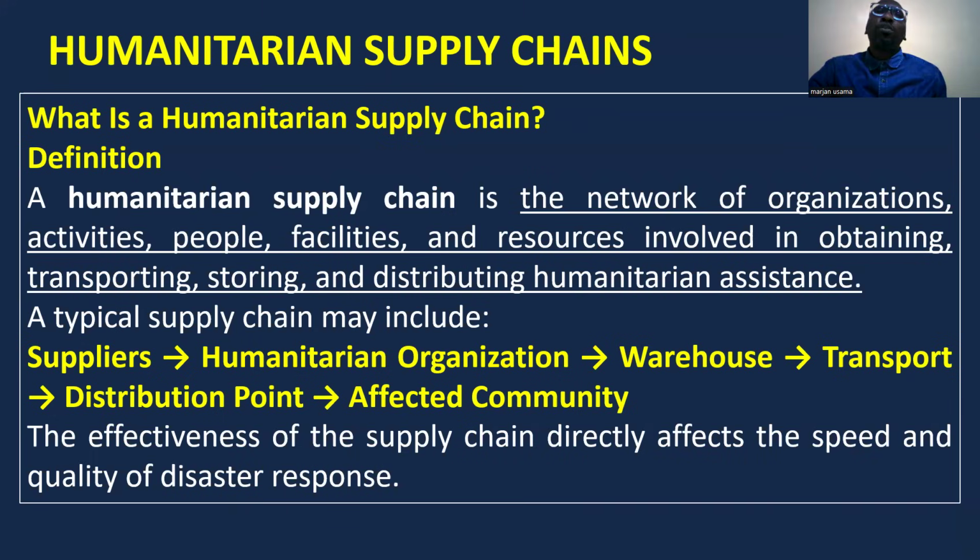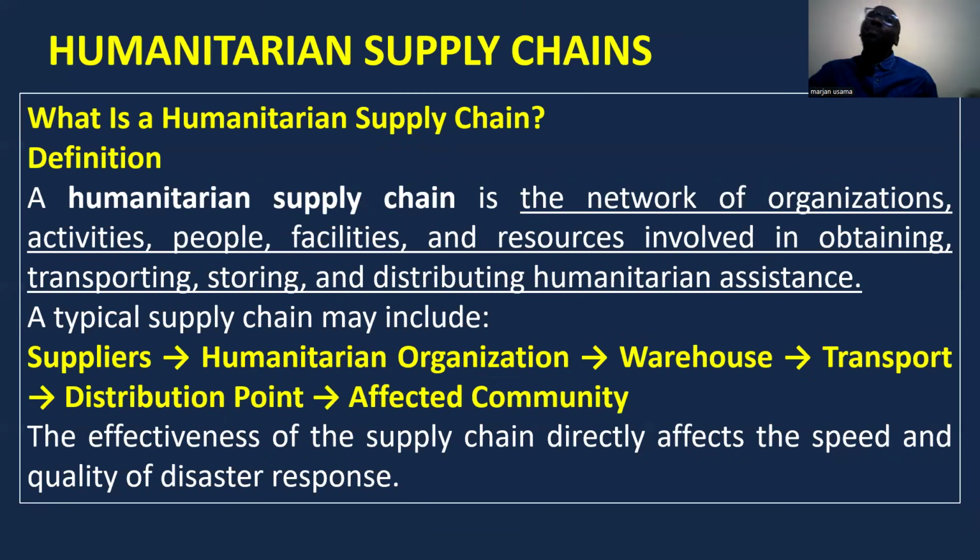So when you are talking about humanitarian supply chain, we are talking about a network of organizations, because during the time of a disaster, like what is happening now in Nepal, there is currently a very big disaster in Nepal, at the border between Nepal and China. There was a mudslide.